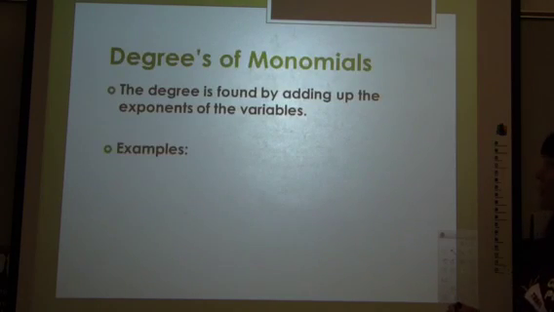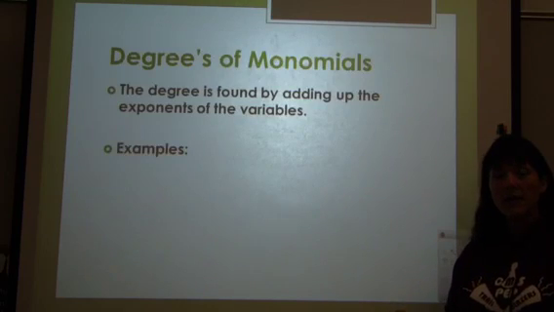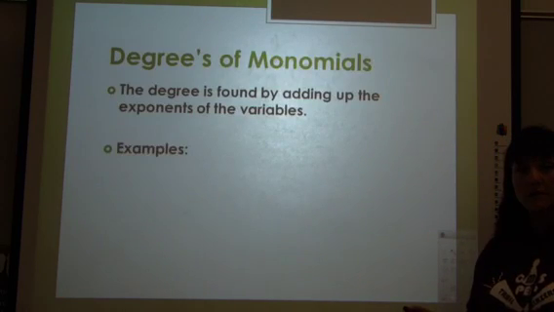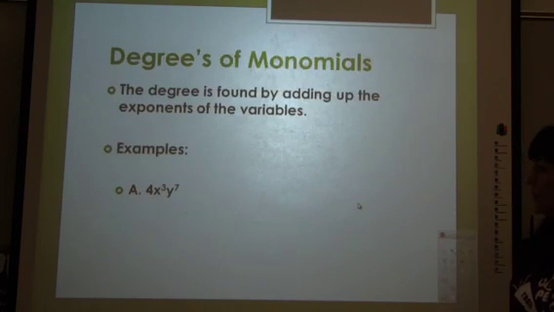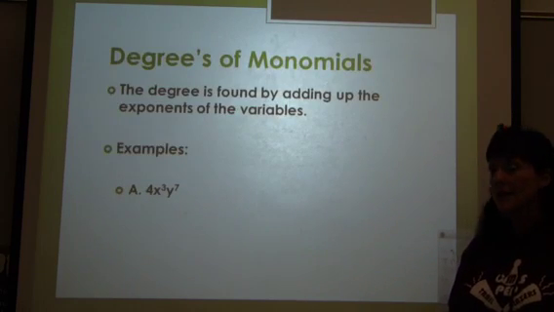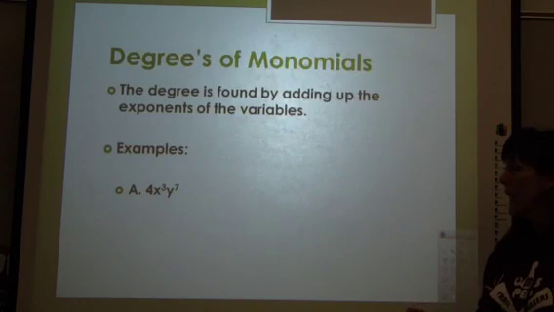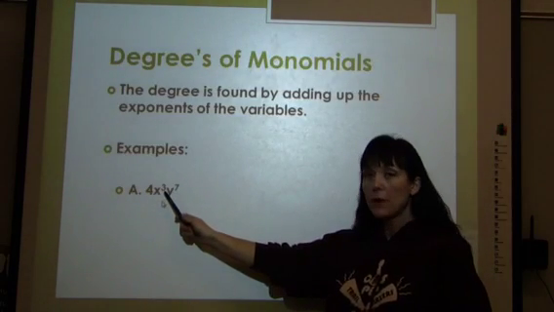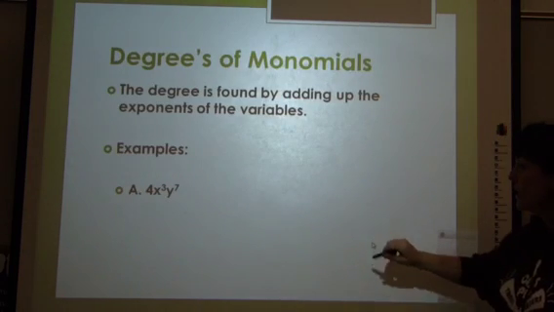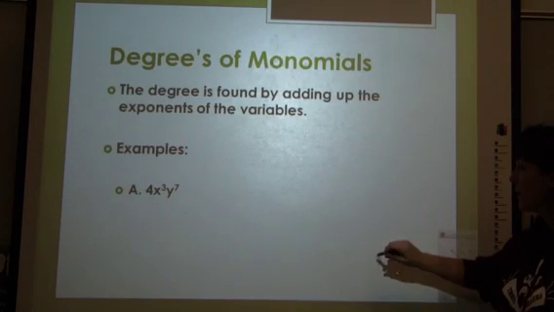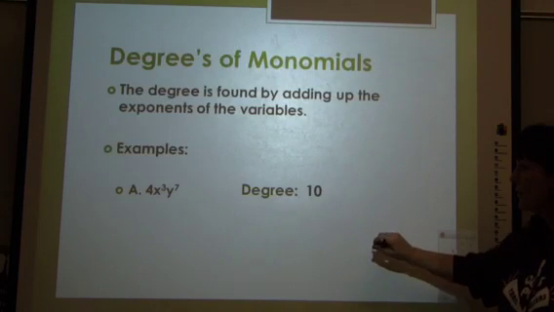And now we're going to talk about the degrees of a monomial. The way that you find the degree of a monomial is by adding up your exponents. I'm going to show you with an example. If I gave you the monomial 4x to the third y to the 7th, and I asked you to find the degree, all you would have to do is add your 3 and your 7, your two exponents, and hopefully you would come up with 10.